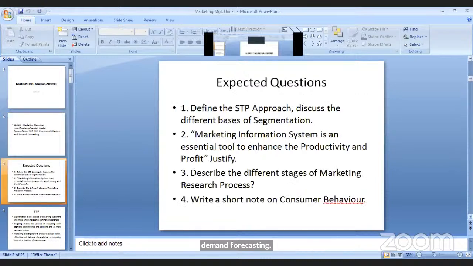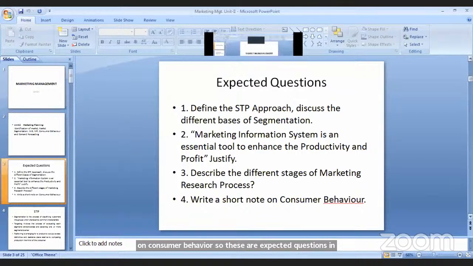Some of the expected questions from unit 2 are like this: define the STP approach, discuss the different bases of segmentation. Second, marketing information system is an essential tool to enhance productivity and profit, justify this statement. Third, describe the different stages of marketing research process, because the main challenge in understanding marketing research is the steps through which it is covered. And one more question may be expected: write a short note on consumer behavior. So these are the expected questions.